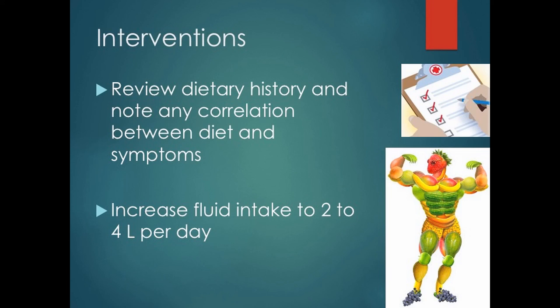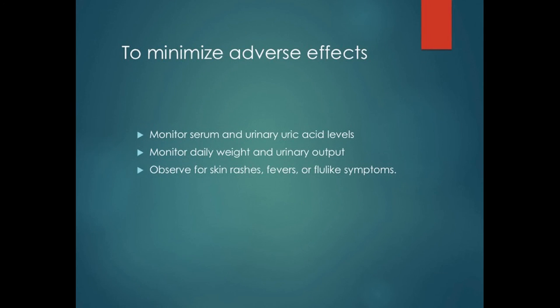Review dietary history and note any correlation between diet and symptoms. Increase fluid intake to 2 to 4 liters per day. To minimize adverse effects, monitor serum and urinary uric acid levels. Monitor daily weight and urinary output and observe for skin rashes, fevers, or flu-like symptoms.